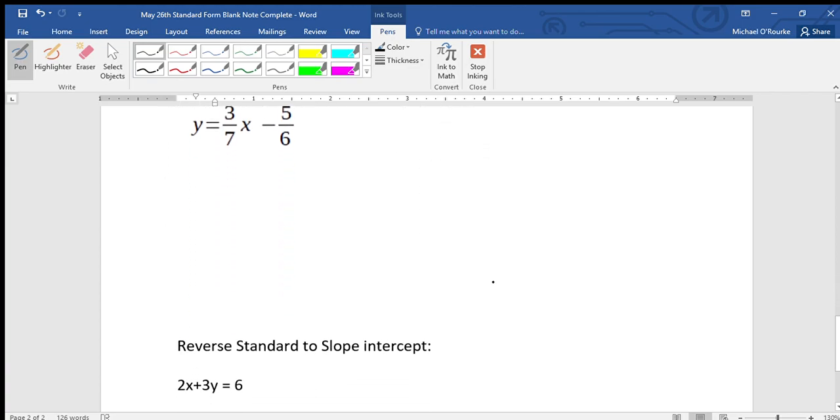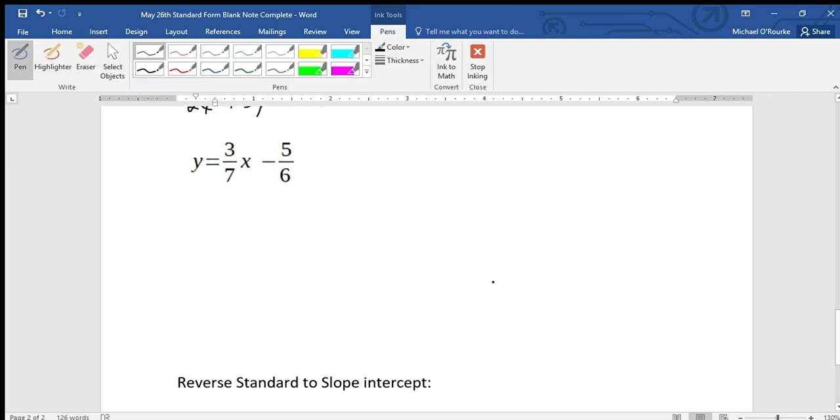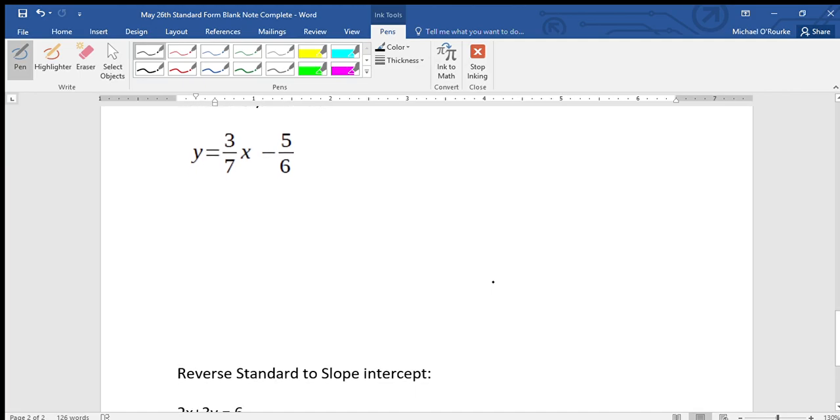Now here's the hardest one, it looks like. This one looks tough. Let's just follow the same steps we did before. Well, we need variables on one side. The x is positive right now, and I like having the x positive, so I'm going to move this over.